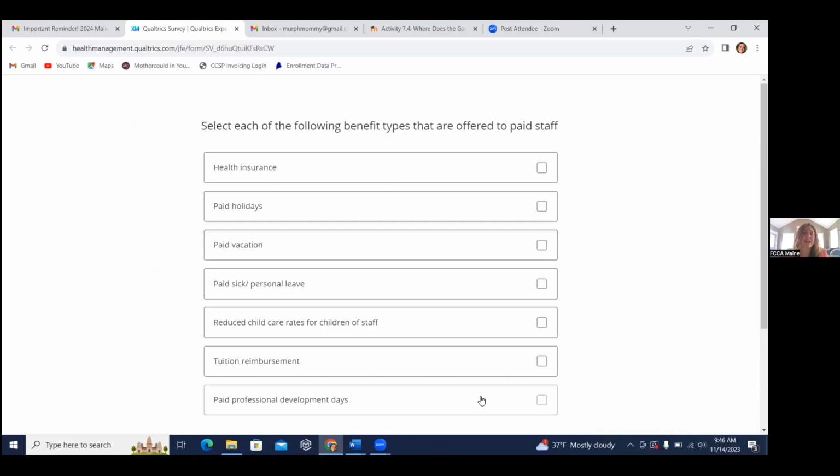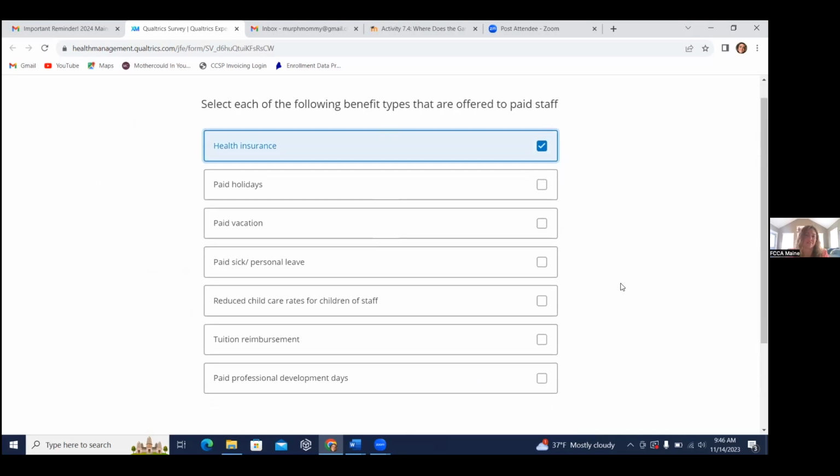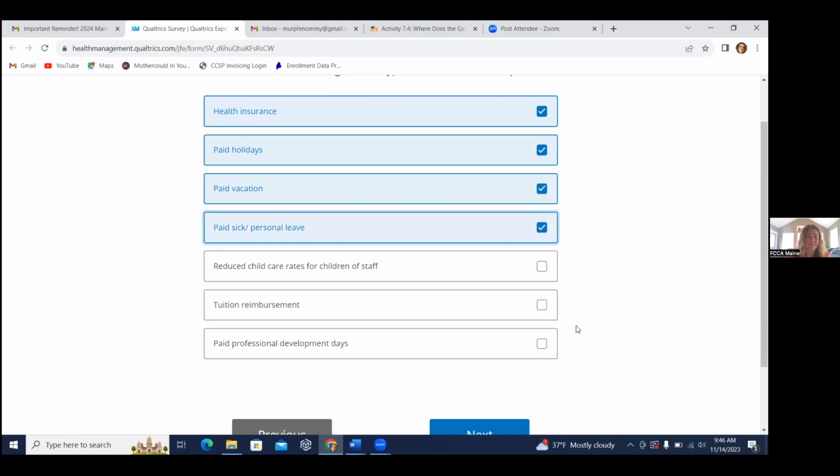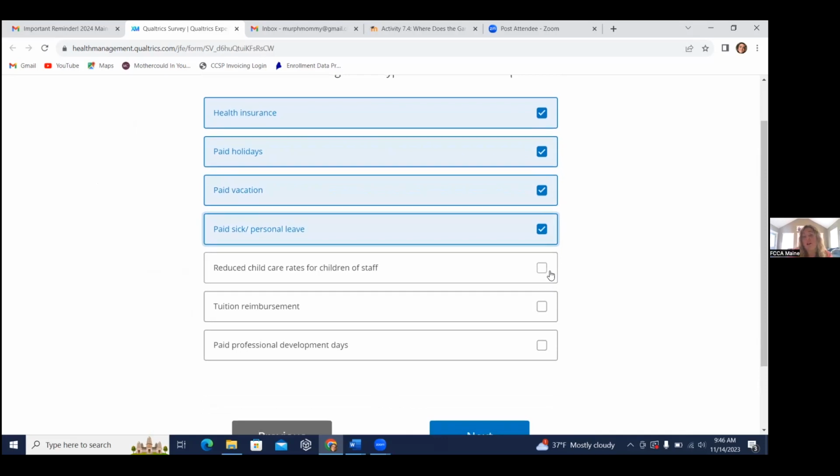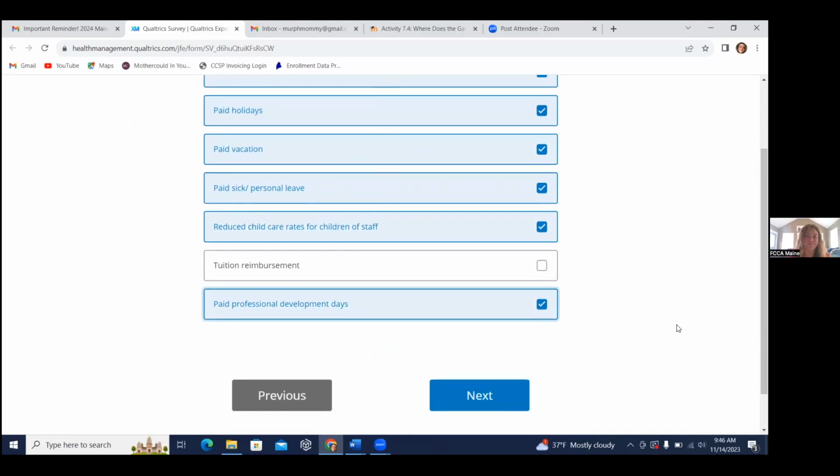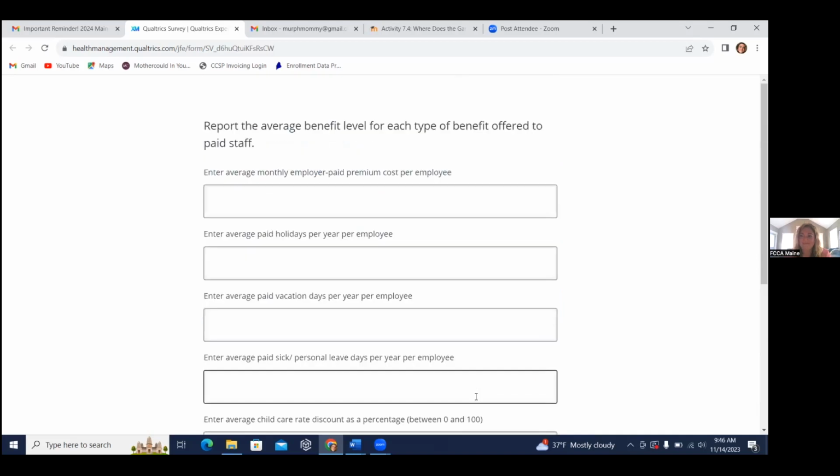Okay, so let's say, I think some centers might offer health insurance. So let's do health insurance. It's our center. Let's make it just great benefits. So we're gonna do health insurance. We're gonna do paid holidays, paid vacation, paid sick leave. We'll do reduced childcare rates for children and staff, and we'll do paid professional holiday. We'll leave one thing out. We're not doing tuition reimbursement. It'll break the bank for us.